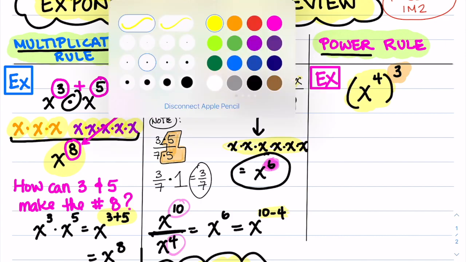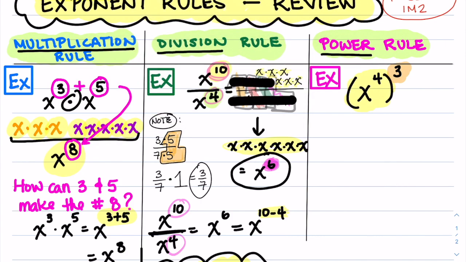So let's think about this. If we think about what a power means in general, x to the 6th power just means 6 copies of x. How did I know how many to make? The exponent told me how many to make. So in this case, we're thinking very similarly. I could read this as 3 copies of x to the 4th.